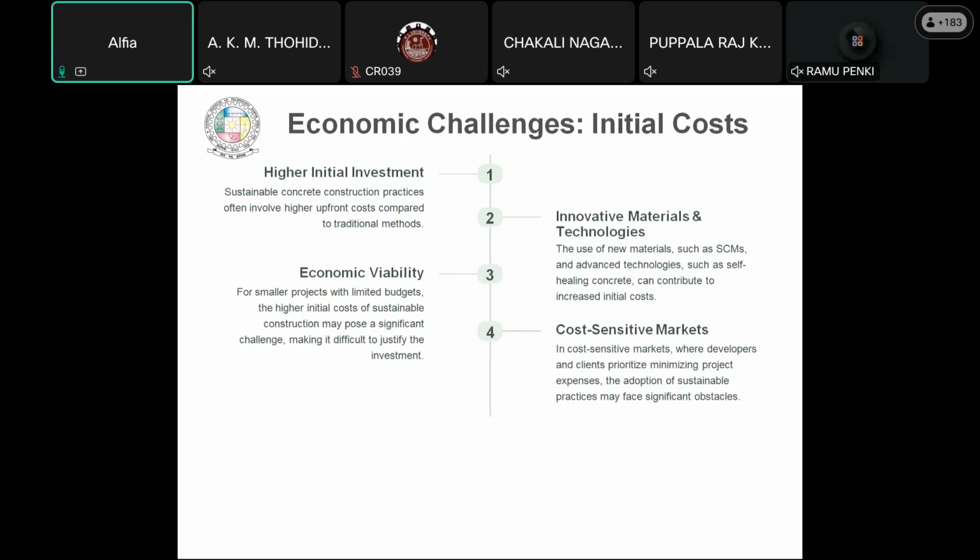The initial cost is high. If we compare with traditional practices, your initial investment is higher in this kind of sustainable construction practice. Again, the use of new types of materials and advanced technology contributes to the initial cost. So if we compare the budget, these are not feasible for small construction projects. But if we consider the initial cost in terms of the volume of the construction project over a period of time, it justifies the initial investment.